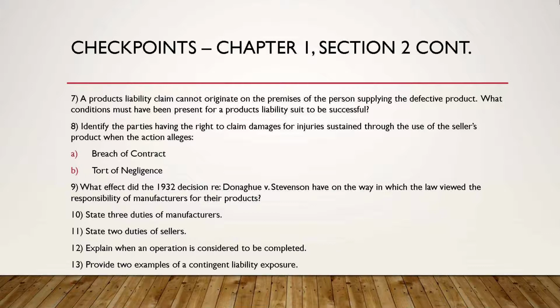Star number nine in your books, this Donoghue v Stevenson case, I think has been on pretty much every single exam. What effect did the 1932 decision Donoghue versus Stevenson have on the way in which the law viewed the responsibility of manufacturers for their products? So what happened was it extended the responsibility of manufacturers for negligence to all users. So it's no longer just the person who purchased the product. Anybody who uses the product can now sue. That was what that case said.